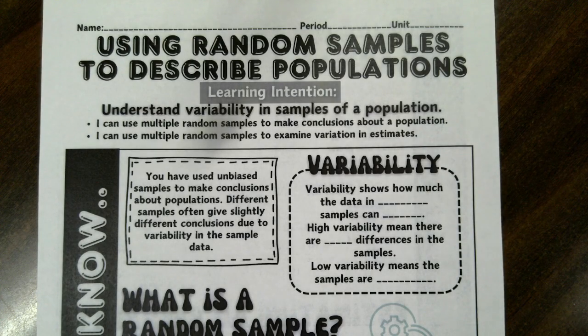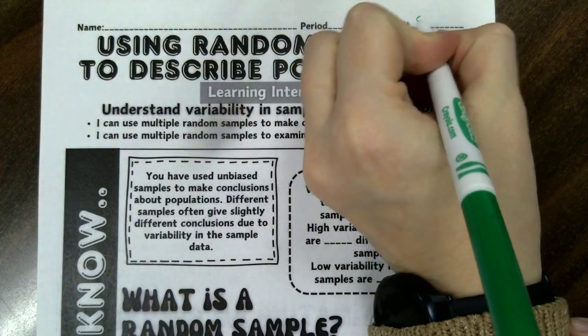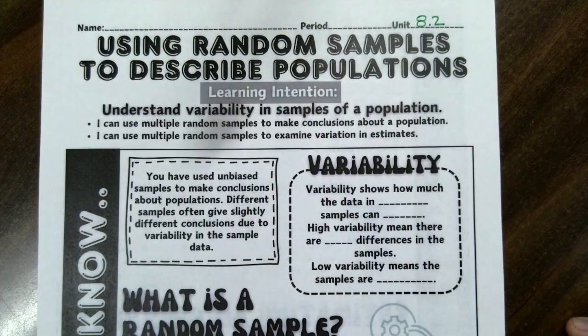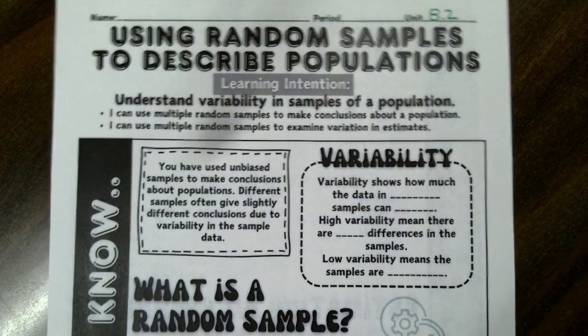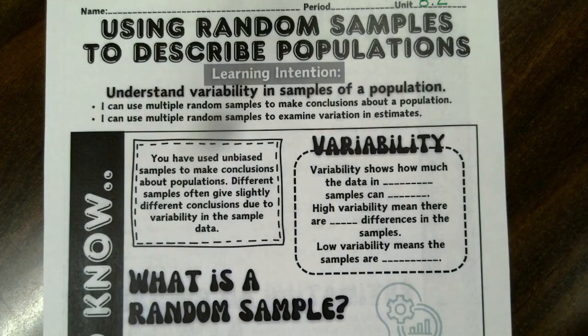This is on using random samples to describe populations. This is unit 8.2, so let's write 8.2 up here at the top. Our learning intention for this section is to understand variability in samples of a population. You'll know you're successful when you can use multiple random samples to make conclusions about a population, and you can use multiple random samples to examine variation in estimates.